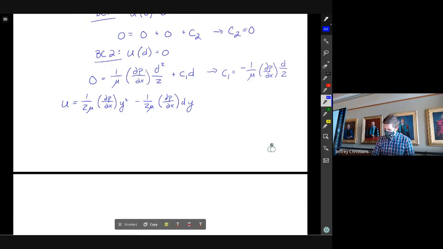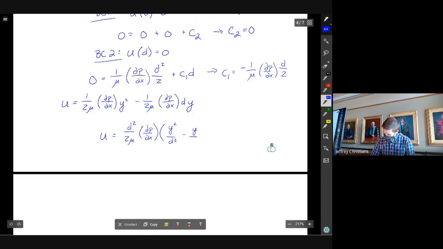Just another way, maybe a simpler way to write it for what we're going to do next. We'll pull a d squared out of both of these terms, and all of the constants are the same. So this is d squared over 2 mu dp dx times y squared over d squared minus y over d.